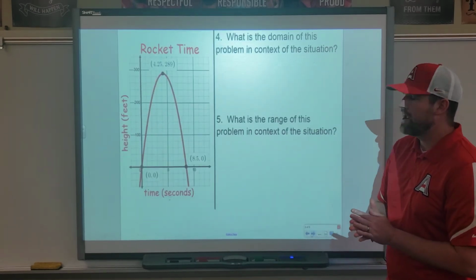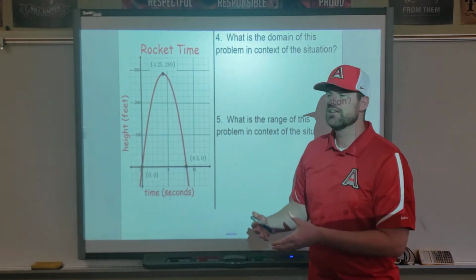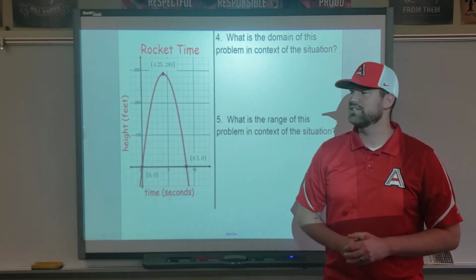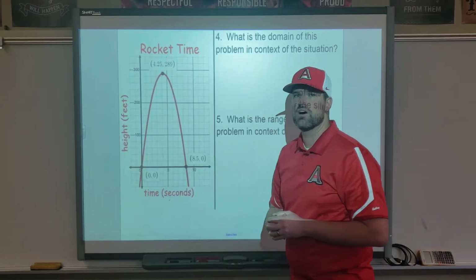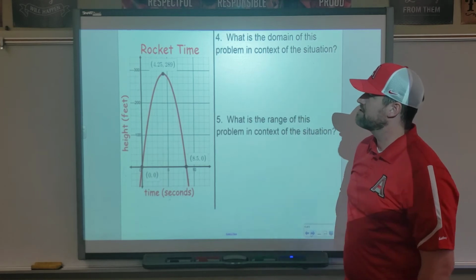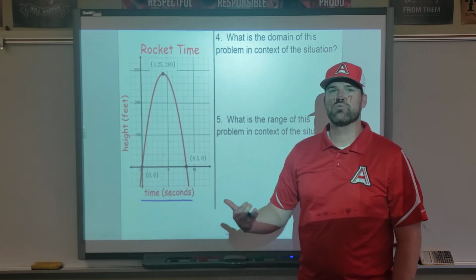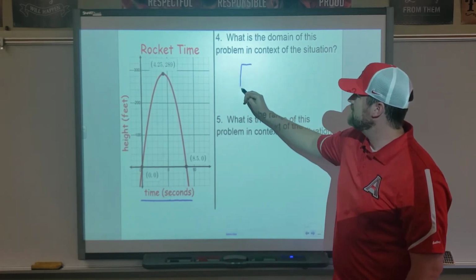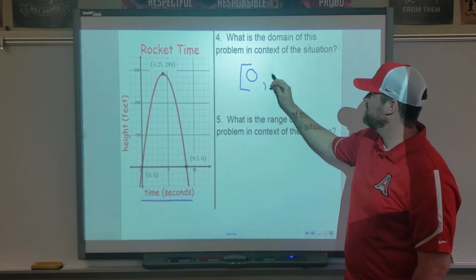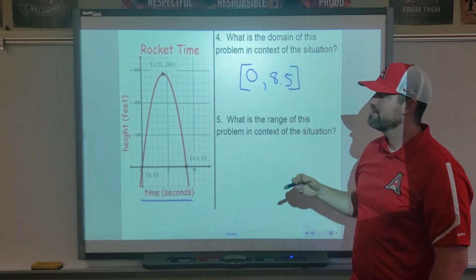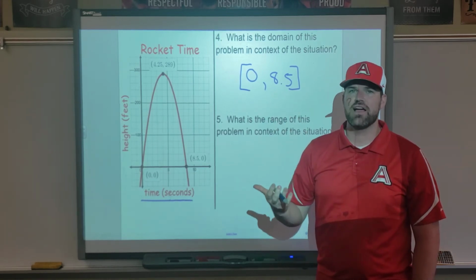All right, the domain and range, right? We're really hammering the domain and range, trying to help you understand the difference between the domain and range of a function and the domain and range of the problem situation. So again, domain of the function, if we just graph the equation, it goes forever. Domain would be all real numbers. But in context of this problem, my domain is my time, and I'm specifically looking at the time that the rocket is in flight. So the rocket left the ground at a time of 0 seconds, and it returned to the ground at a time of 8.5 seconds. That is when the rocket is actually in flight. That is the domain that we would look at for the flight of the rocket.